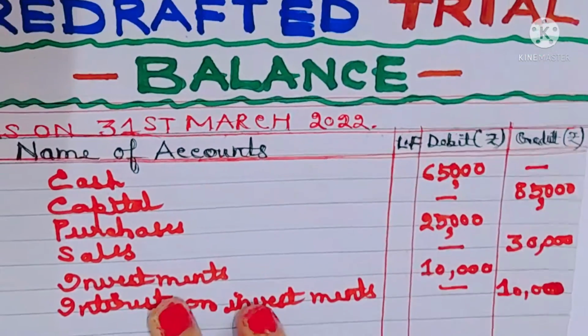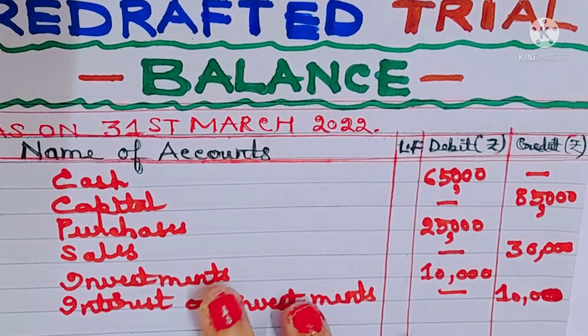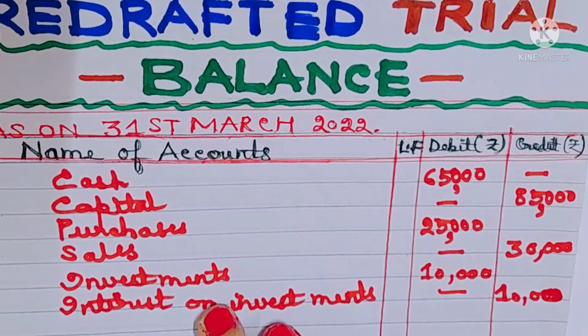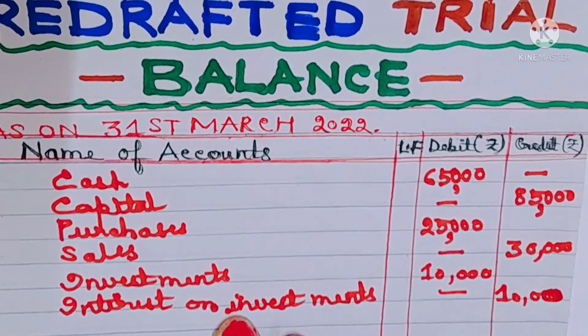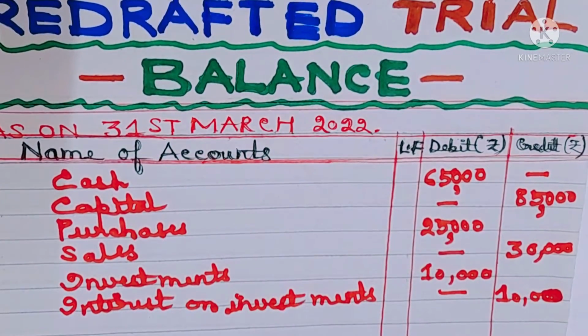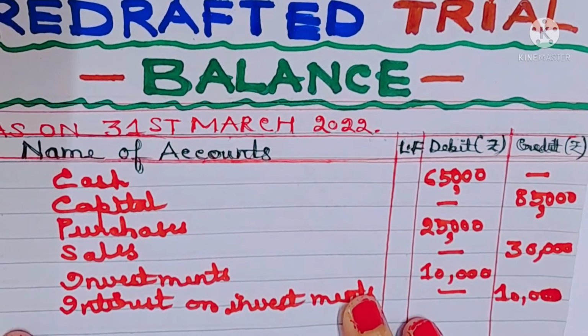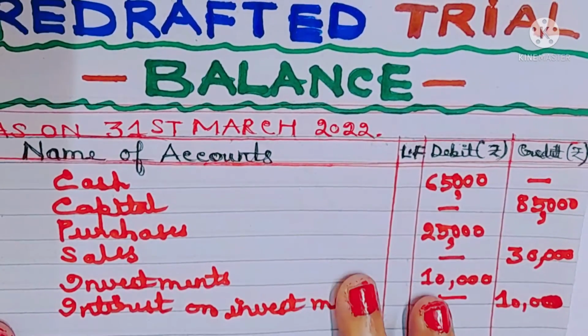See, I said earlier that if you invest some amount of money in a fixed deposit, you'll get a certain rate of interest along with the principal amount. So, interest on investment is an income for the business. Okay. Now, let's see the next account.